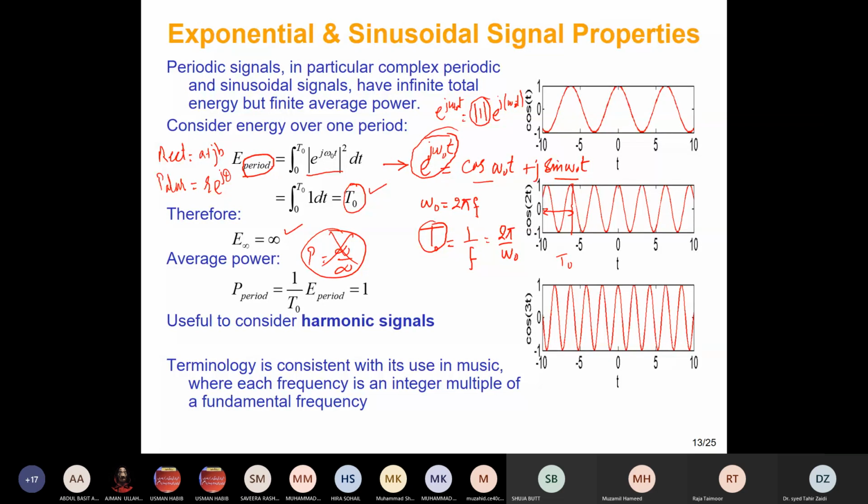The other way of looking at it, which is more of an engineering approach, is that this is a periodic signal. So whatever we have in 1 period, that thing is being repeated throughout.